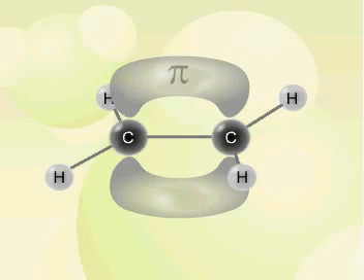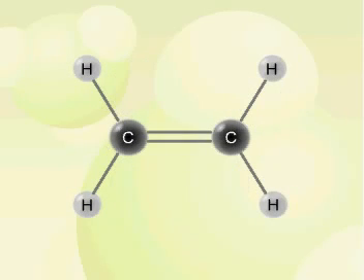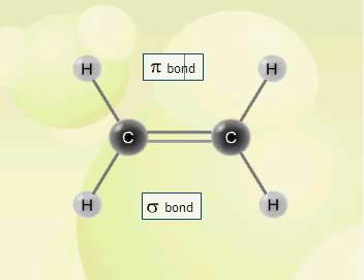They can overlap in a side-to-side manner to give the additional pi bond between the carbon atoms. The carbon atoms in ethene are linked by a double bond composed of one sigma bond and one pi bond.